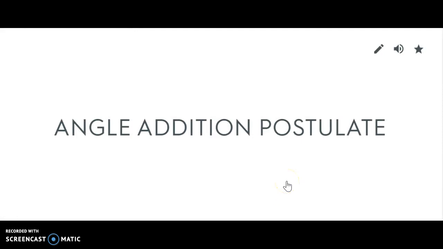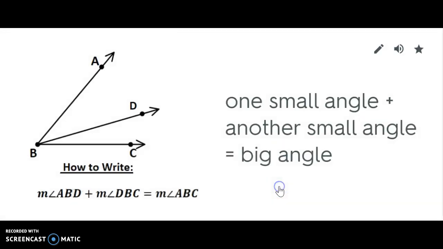Now, last lesson we learned about the segment addition postulate, where 2 small pieces add up to the whole thing. Well, you have the same thing, but this time with angles. So one small angle plus the other small angle equals the whole big angle. So that's the angle addition postulate, and this is how you would write it. The measure of angle ABD plus the measure of angle DBC equals the measure of angle ABC. We haven't seen this yet, but when I talk about measures, that's what that little M is in front. It's not M angle, it's the measure of the angle.